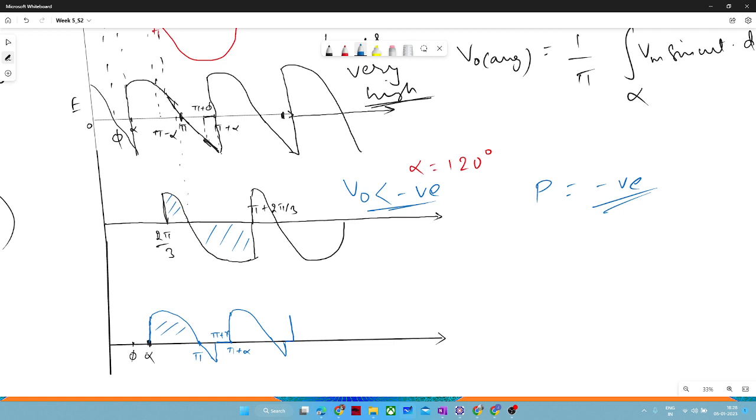Is there any mistake in this waveform? E value. Yeah, perfect. We did not take E into account. So this is the kind of waveform for an RL load. It is not for an RLE load. If you take E into account, this level will be shifted up to E.